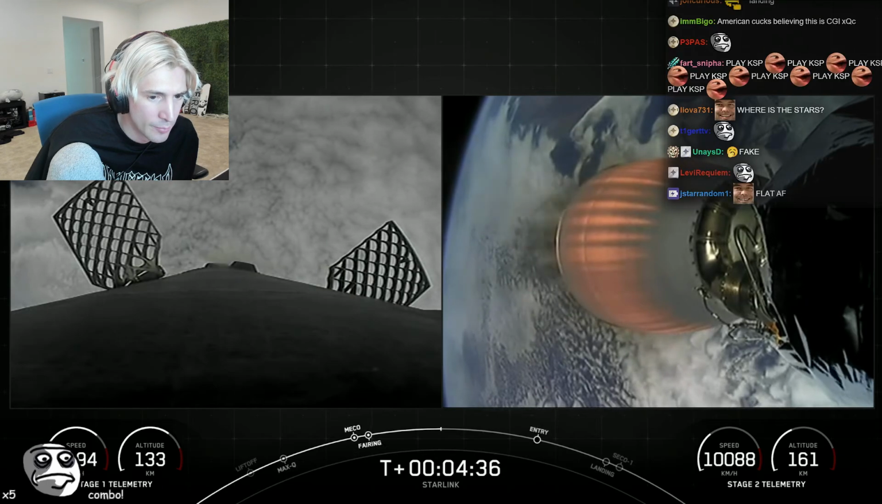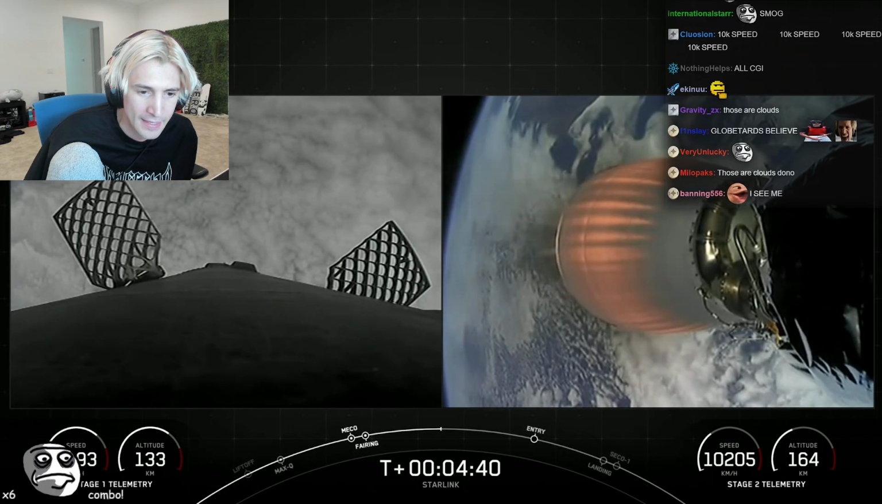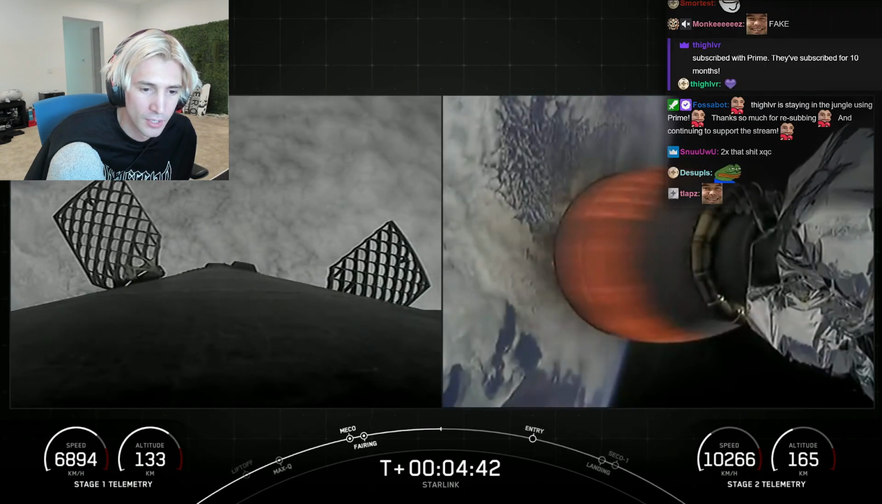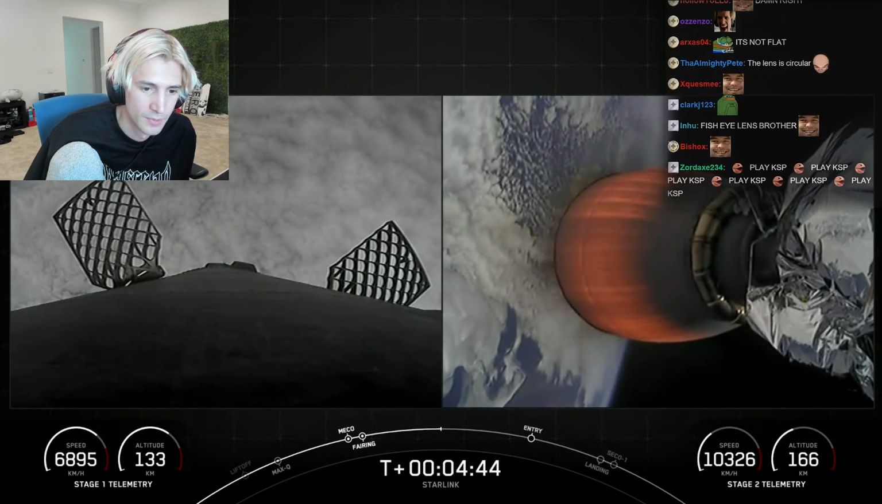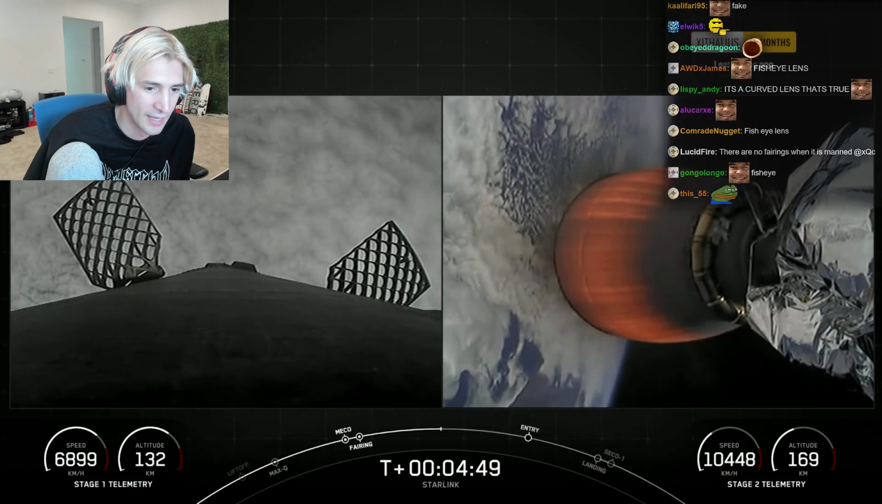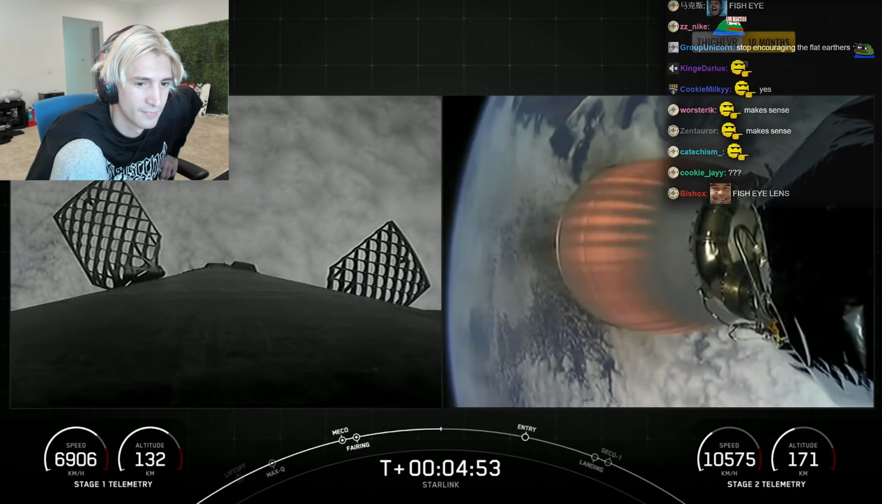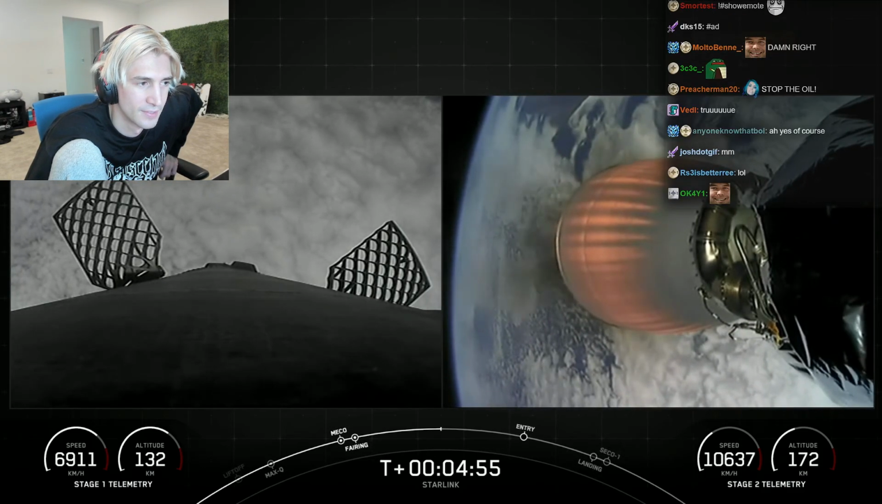It doesn't look flat anymore, but that's just because a camera is round. So of course it's gonna look curved, because the lens is curved. As a reminder, Starlink is a satellite internet constellation designed and manufactured by SpaceX to provide high-speed, low-latency internet to people living in remote and rural locations around the globe.